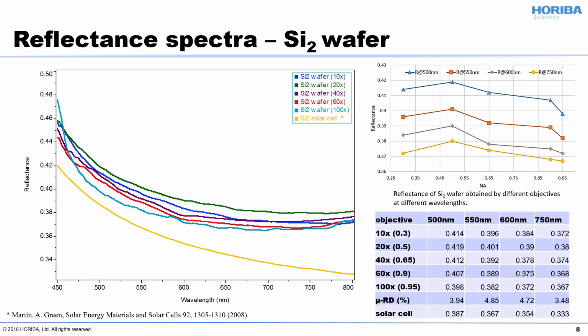So here is the reflectance spectrum on the silicon wafer. We can see that the reflection is almost completely collected by our objective, which is much higher than the macro reflectance measurement. So this is the reflectance measured on the silicon solar panel. We can see that the micro reflectance is much higher than the macro measurement.